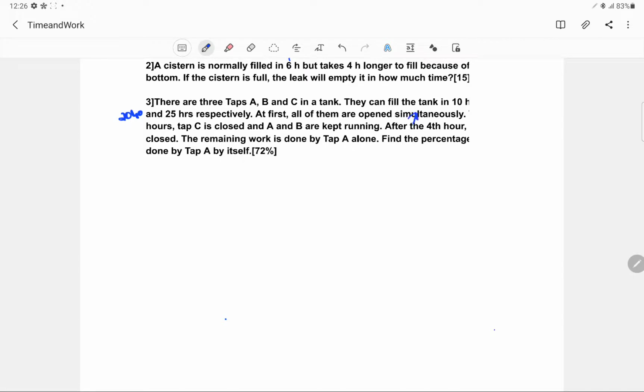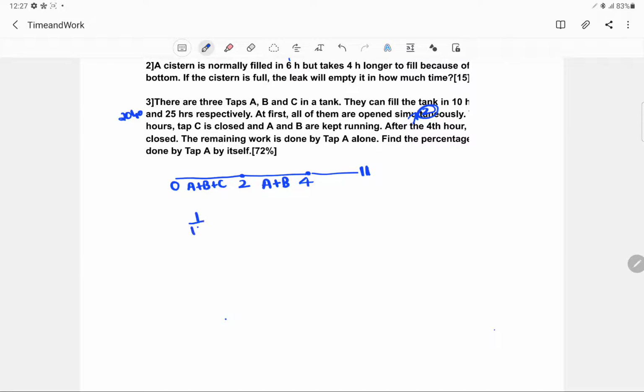So what is the scenario is that you start from 0. After 2 hours, A plus B plus C, all 3 of them were working till this point. Then till the 4th hour, only A and B were working, C was switched off, and then the remaining work, the entire filling, is done by the tap A alone. Okay, so just try and see this.